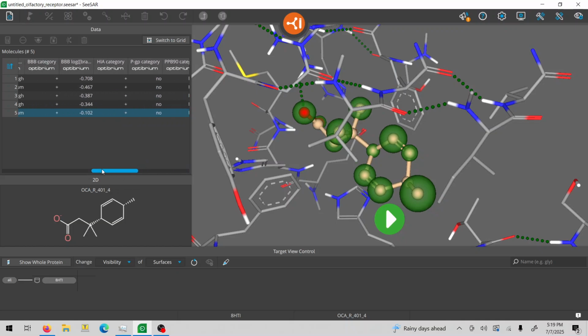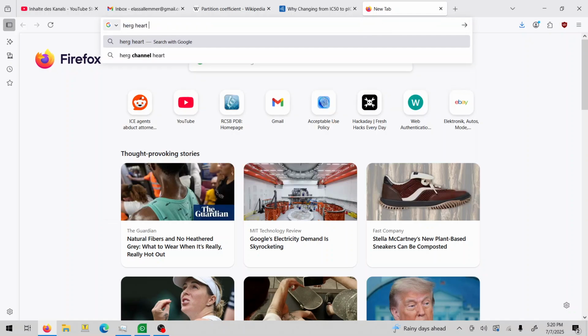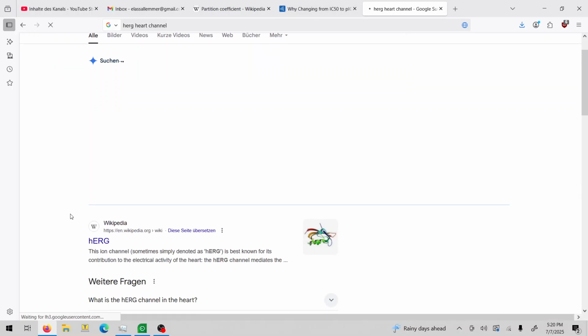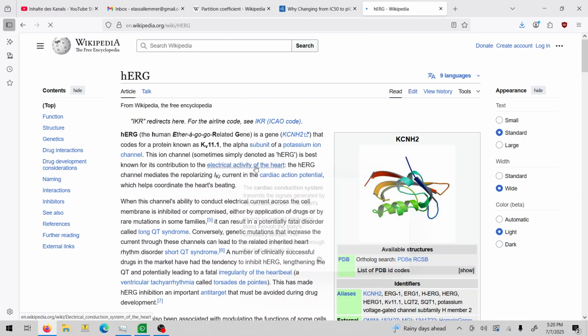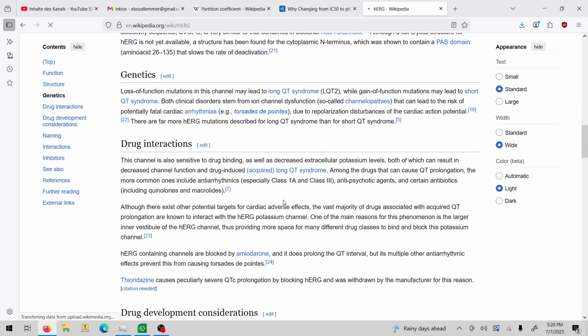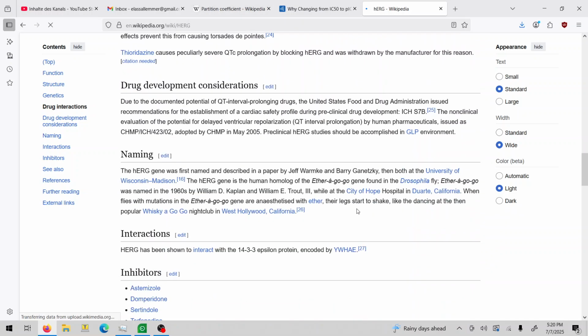hERG is something you don't want to inhibit because it has something to do with the heart. What is hERG again? Right, so it has to do with the electrical activity of the heart. Oh, it can give you long QT syndrome.